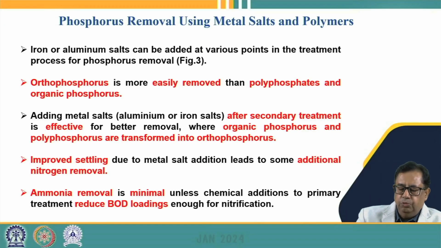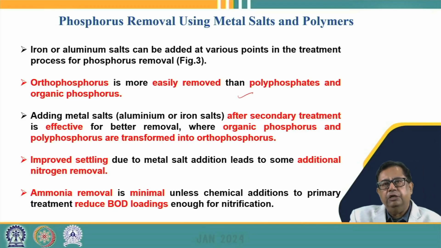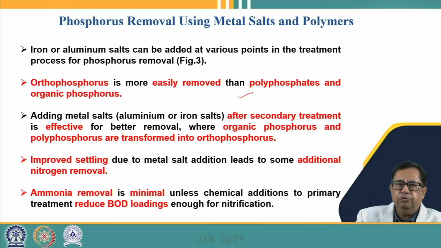So the phosphorus can be removed by using metal salts and polymers, and orthophosphorus is the species of phosphate which can be removed more easily than the polyphosphates and organic phosphates, because orthophosphate is highly soluble in water and can interact with the metal salts and the polymers easily, and that's why it can be precipitated out as phosphate precipitates. That's why it is also very important that if we are using these aluminum salts or iron salts after the secondary treatment process, then it becomes more effective, as the organic phosphates and the polyphosphates are transformed into orthophosphates by that stage.